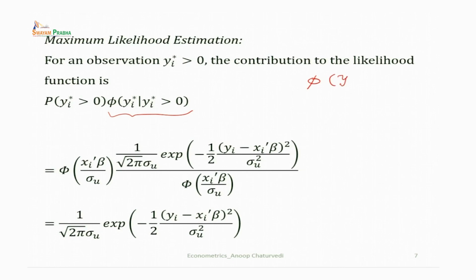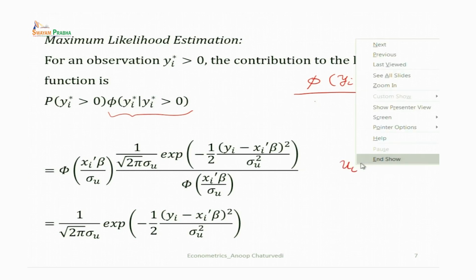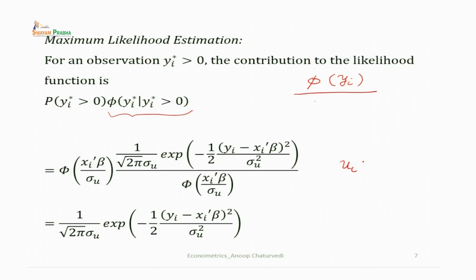phi of yi, given yi star greater than 0, which means the probability that ui is greater than minus xi transpose beta, which is the same as the probability that ui is less than xi transpose beta. So, you have to divide it by the probability that ui is less than xi transpose beta, and then you can write it as we divide both sides by sigma u.